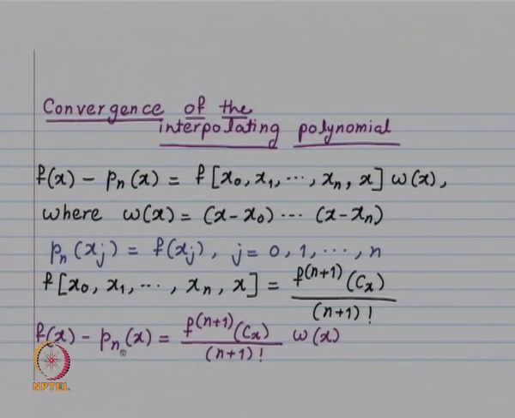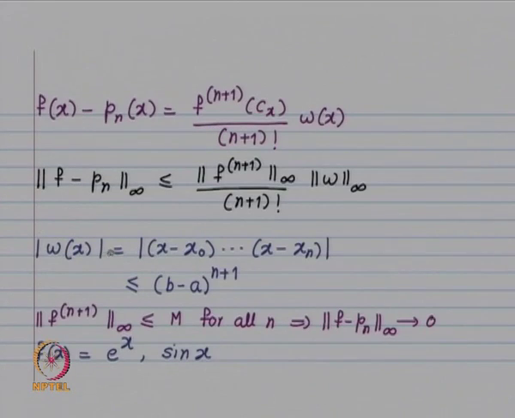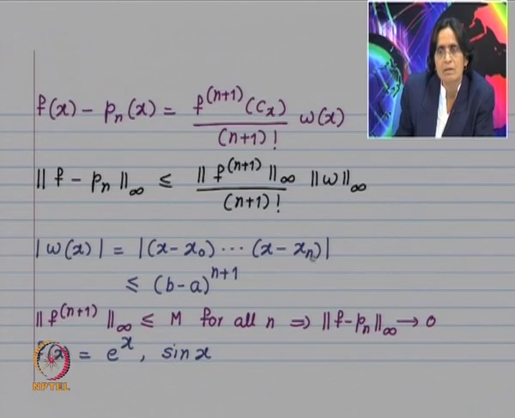So, the norm of f - p_n will be less than or equal to the norm of f^(n+1) divided by (n+1) factorial into the norm of w. w is given by (x - x_0) up to (x - x_n). x varies over the interval [a, b], and x_0, x_1, ..., x_n are also in the interval [a, b]. So, |x - x_j| will be at most b - a, and hence the modulus of w(x) will be less than or equal to (b - a)^(n+1).